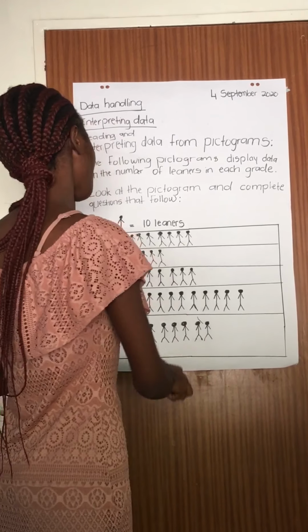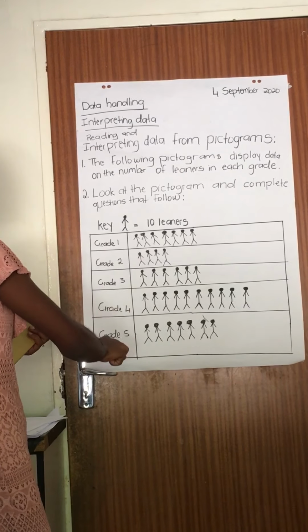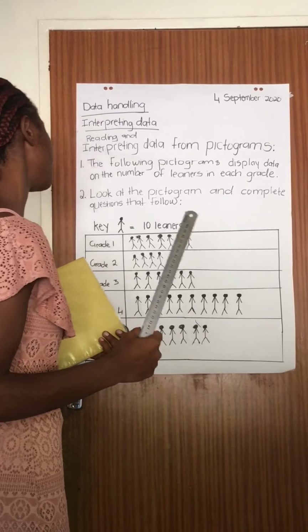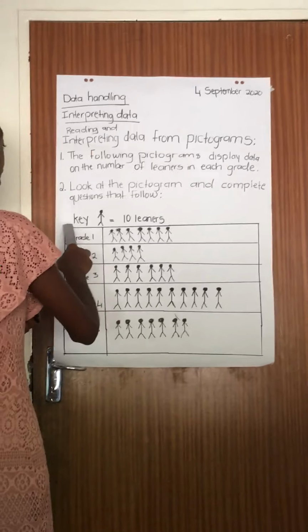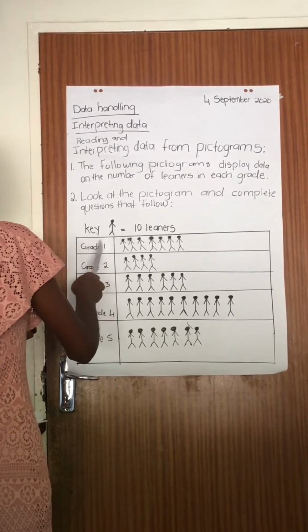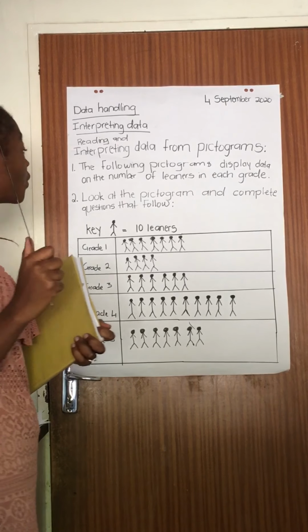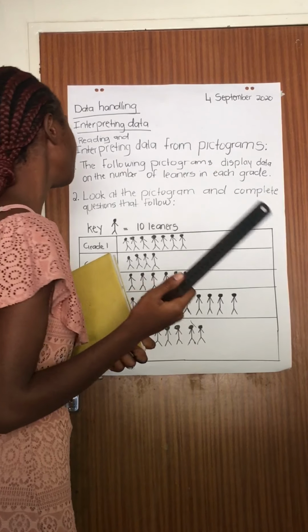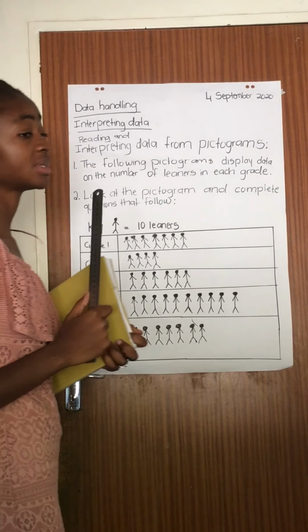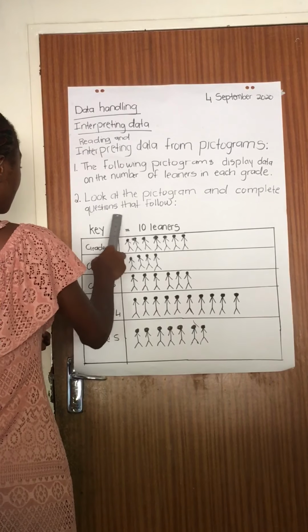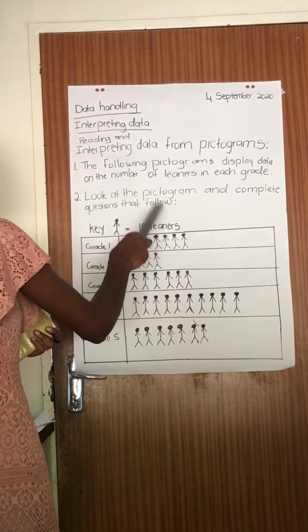Here is our pictogram. Here are the grades, and here is the number of learners in each grade at that specific school, I believe. And then we have our key here. The key is mostly to show us what each symbol or picture represents, like how many people or how many items it represents. So our key here, let me say, 1 person represents 10 learners.